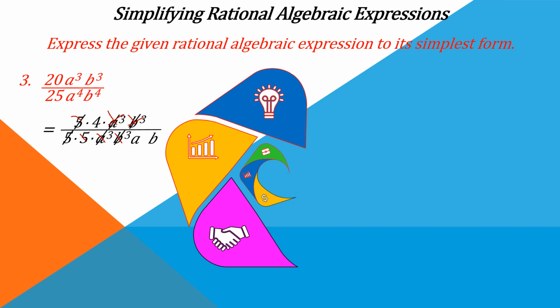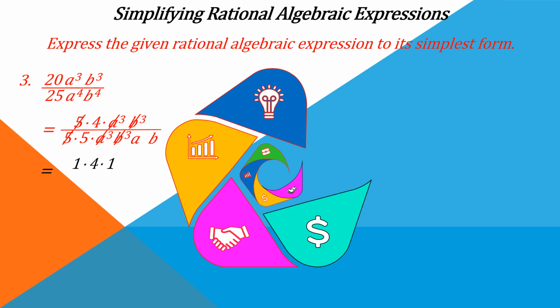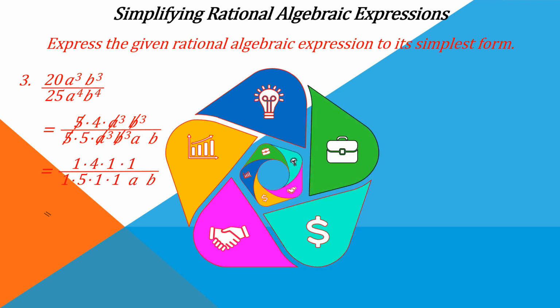common factors of the numerator and denominator, substitute them by 1, multiplied by 4 multiplied by 1 multiplied by 1 divided by 1 multiplied by 5 multiplied by 1 multiplied by 1 multiplied by a and multiplied by b. Simplifying, or multiplying the numerator and the denominator, we have simply 4 divided by 5ab. And this is our final answer.